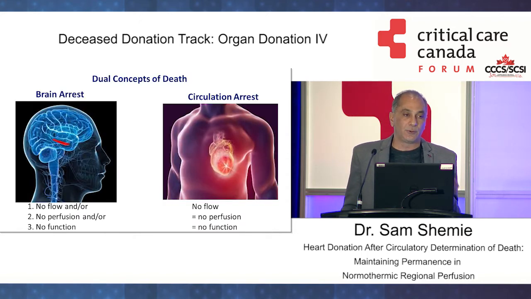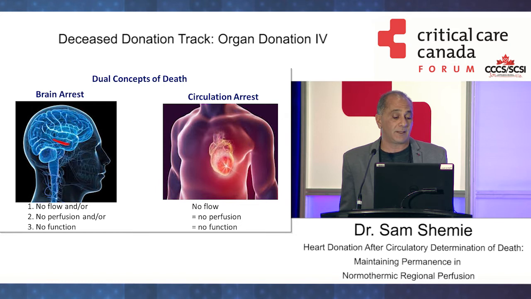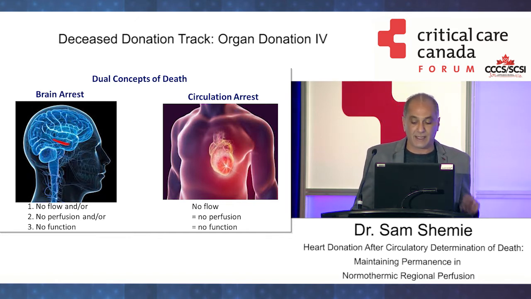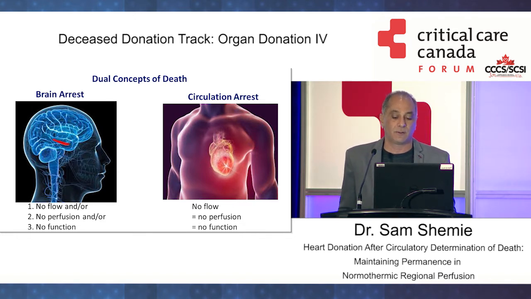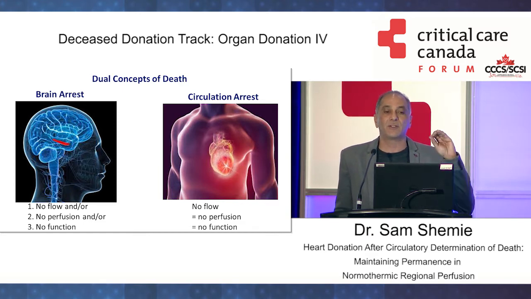And currently we have two dual concepts of death. One is the arrest of the brain, which could be because there's no flow, or no perfusion, or no function, but there still can be perfusion and there still can be flow. And that's what Mikhail's work is going to help us understand better. And then on the other side, before it was cardiac arrest, and now it's circulatory arrest, which means there is no flow. And if there's no flow, there is no perfusion to any organ, including the brain. And if there's no perfusion and no flow, there is no function.